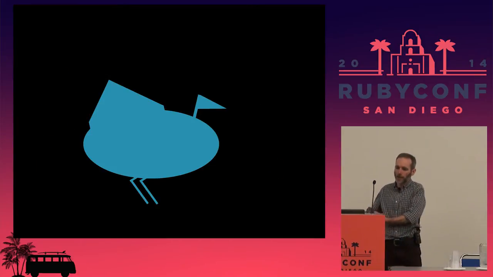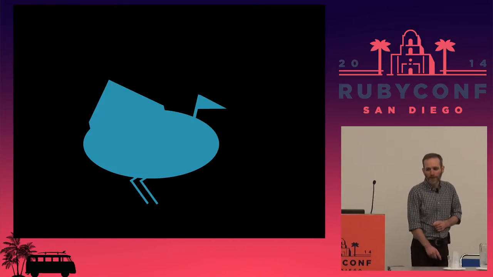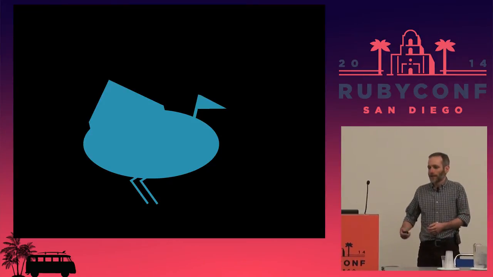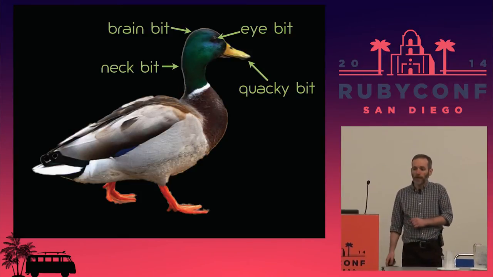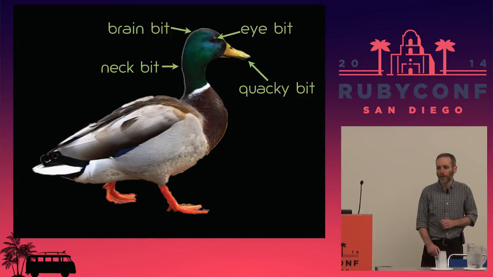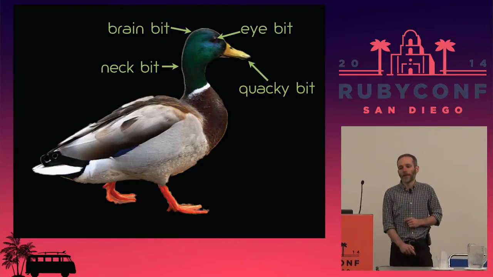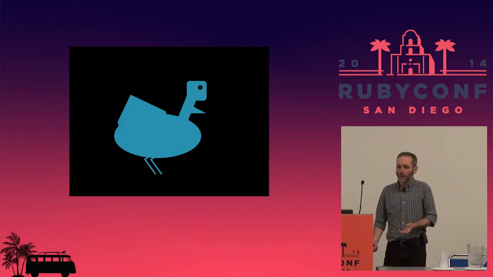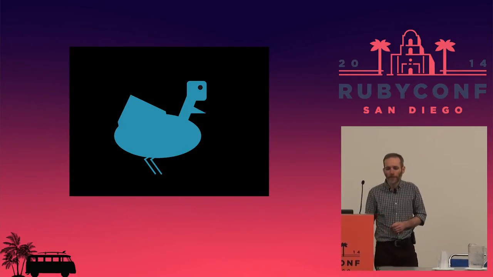Look at our duck. I mean, this is still a bad duck, isn't it? So maybe let's look at improving this. And when we last looked, we looked at the quacky bit. I'm thinking, actually, there's all this detail being missed around there. We've got the neck bit, and the brain bit, and the eye bit, and these are all missing from our model. So I'm going to go and add them into the model, like that. Still not quite right, we need to move the quacky bit, so we'll move it up to there.